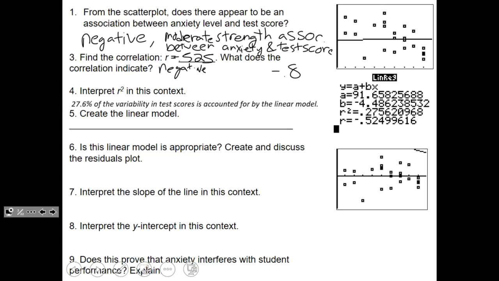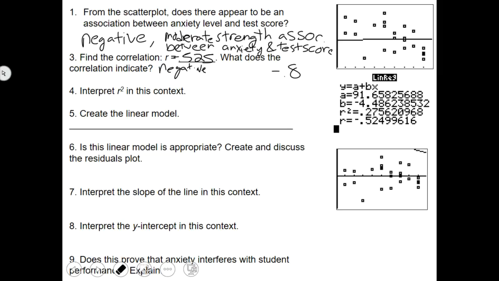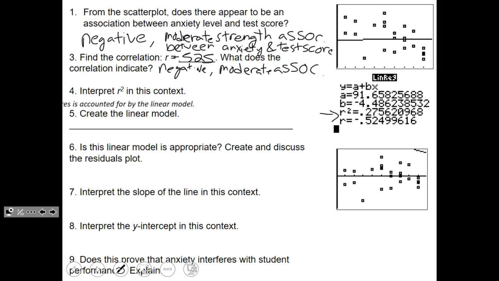Try that again. Let's get that eraser back. But there's a negative, moderate association. So it's confirming what we've already written. I interpret our R squared. R squared is right here: 0.2756 or 27.6%. Now, a standard statement we use for this is that 27.6% of the variability in test scores is accounted for by the linear model, and I should have said of anxiety level, or of the anxiety scores.